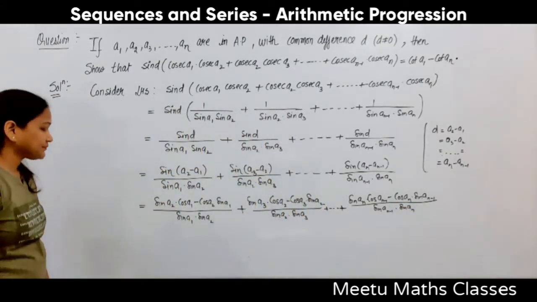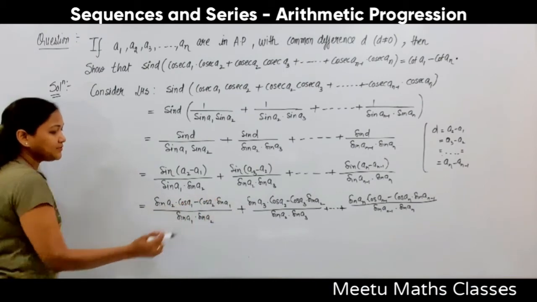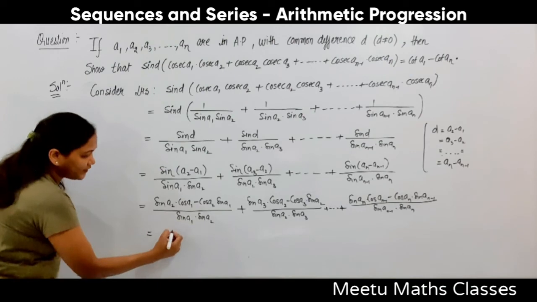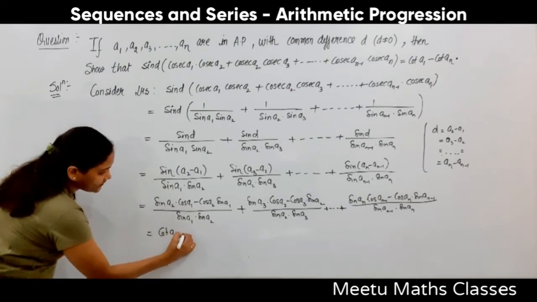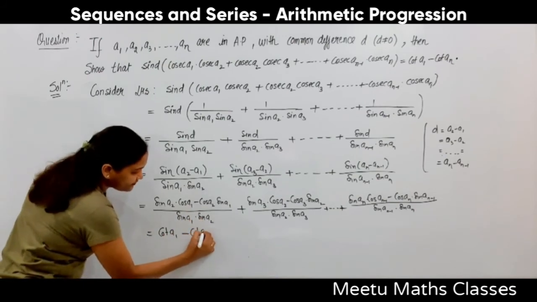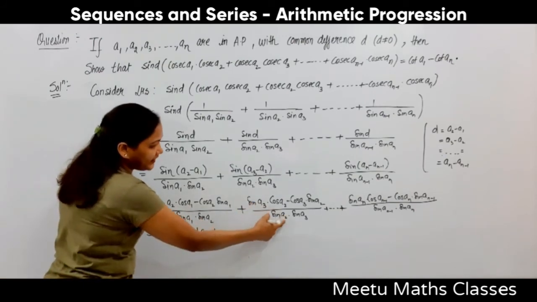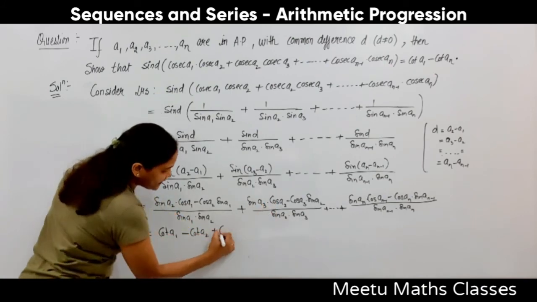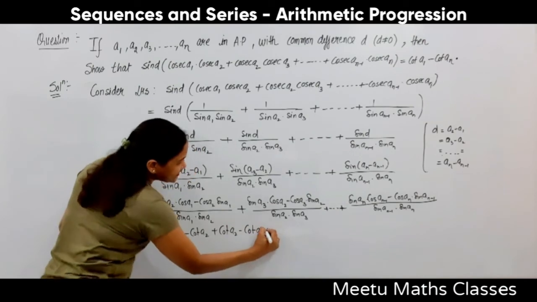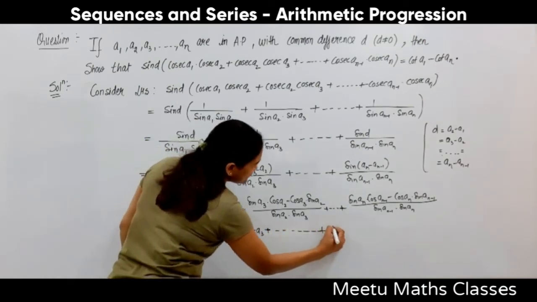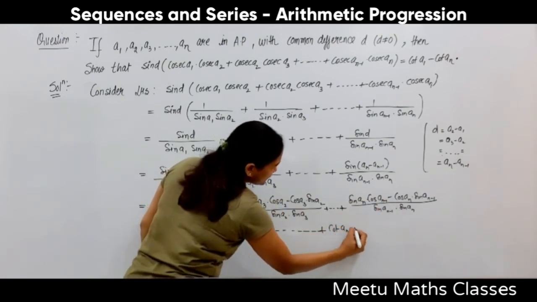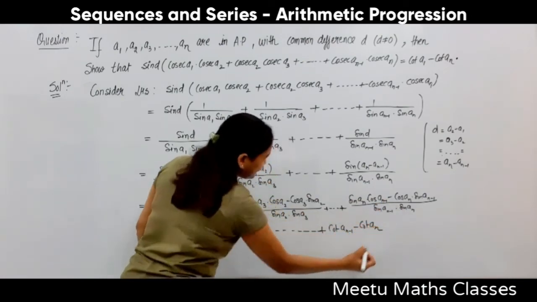And if you distribute the denominator into both numerator terms, then you will get sin A2 will cancel out and you will get cot A1 minus, sin A1 will cancel out and you will get cot A2. From here sin A3 will cancel out, you will get cot A2 minus cot A3, and similarly in the last one, sin An will cancel out, cot An minus 1 minus cot An.